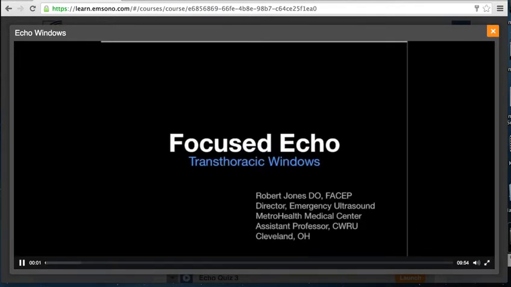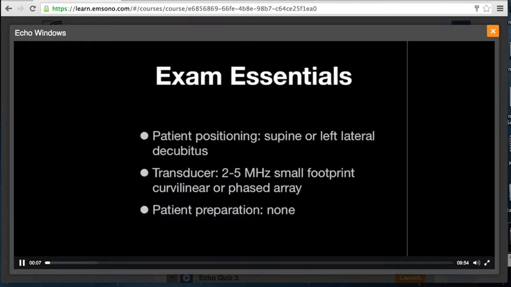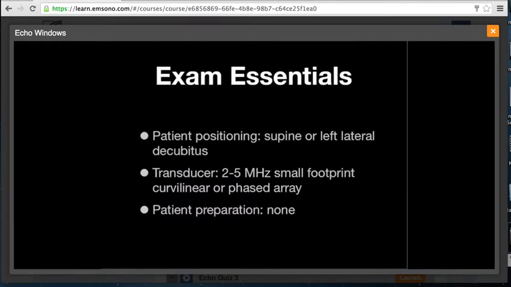I'm Dr. Robert Jones, and in this lecture we're going to go through how to perform the transthoracic windows of the focused echo exam. Let's look at the exam essentials. From a patient positioning standpoint, usually the exam is initiated with the patient in the supine position. However, at times this may not allow for adequate visualization of the heart, so turning the patient into the left lateral decubitus position may be required.